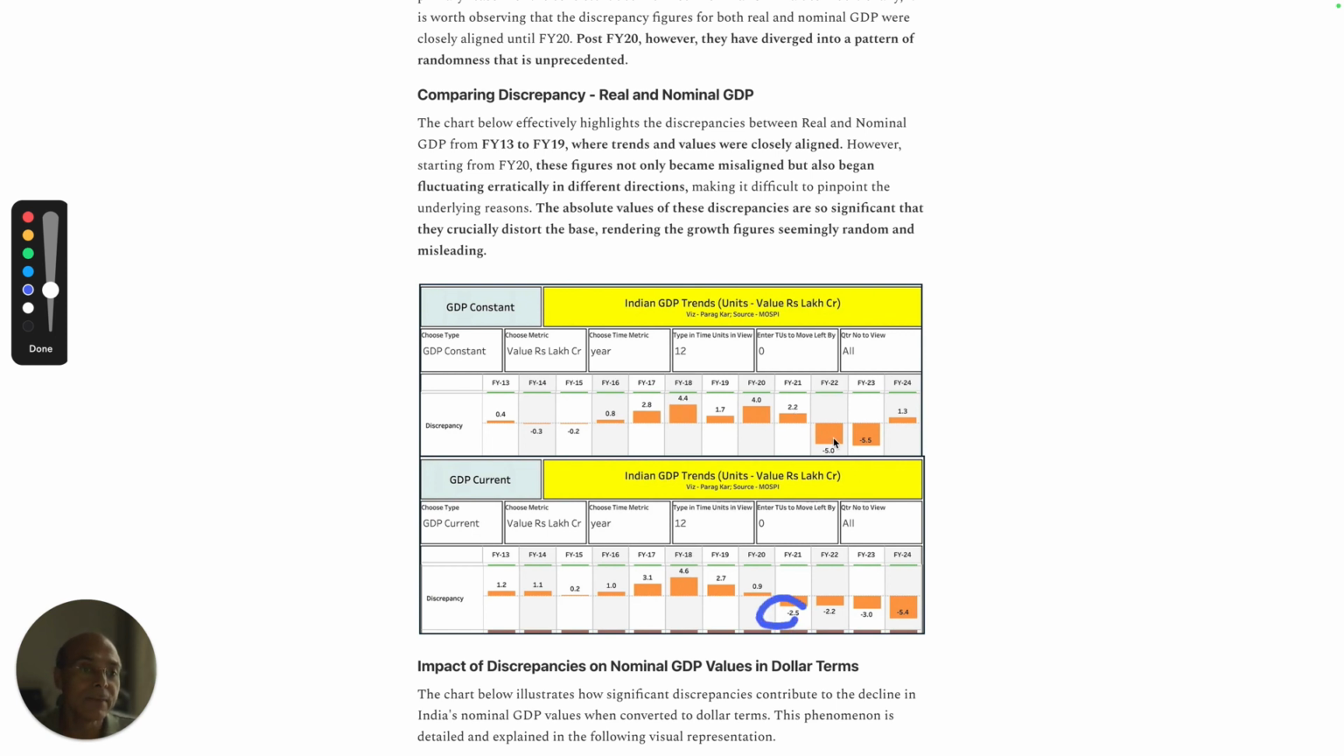it went negative to 2.5 lakh crores, then it basically went to negative 5 lakh crores, then it went to 2 lakh crores, then it went negative 5.5 lakh crores, in case of current it went to minus 3 lakh crores, and then this fiscal year the discrepancy as regards GDP constant went up by 1.3 lakh crores, and for GDP nominal it went down by minus 5.4 lakh crores. Can you see the difference and the volatility of discrepancy between GDP constant and GDP current, which we haven't seen in the past? Now, what is this discrepancy?